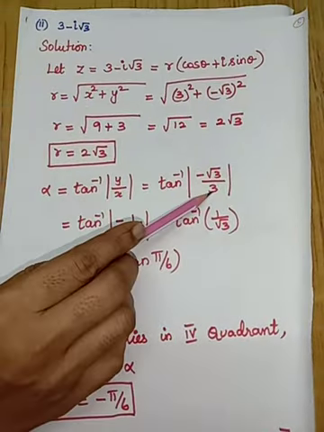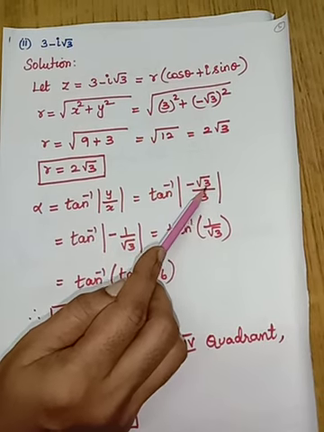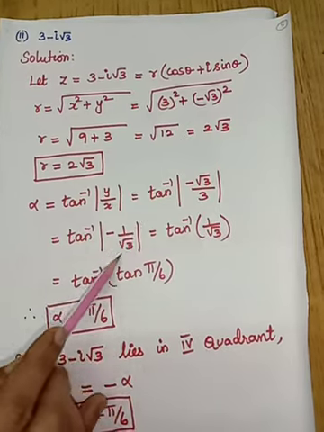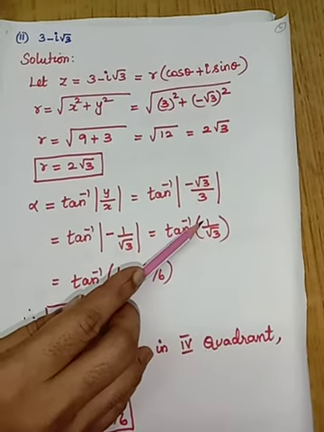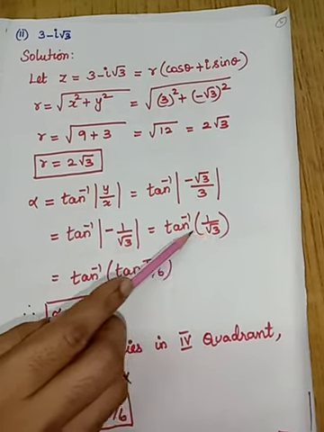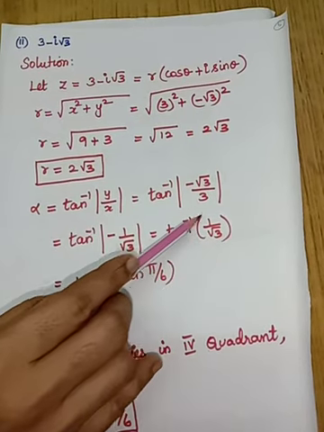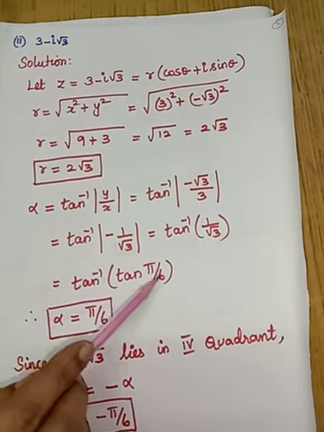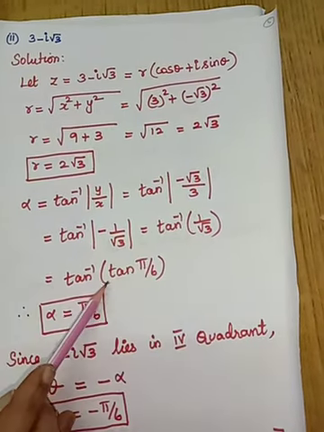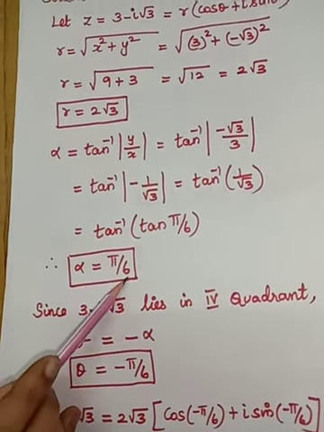So the real part is 3. The 3 can be written as root 3 into root 3. One root 3 gets cancelled. You are having minus 1 by root 3. What is the modulus of minus 1 by root 3? It is nothing but 1 by root 3. Here I have written within the modulus, and here I have used only the bracket. So I applied modulus, so it is 1 by root 3. 1 by root 3 can be written as tan pi by 6, since tan 30 degrees is 1 by root 3. So in the place of 1 by root 3, I have substituted tan pi by 6. Next, your alpha is equal to pi by 6.